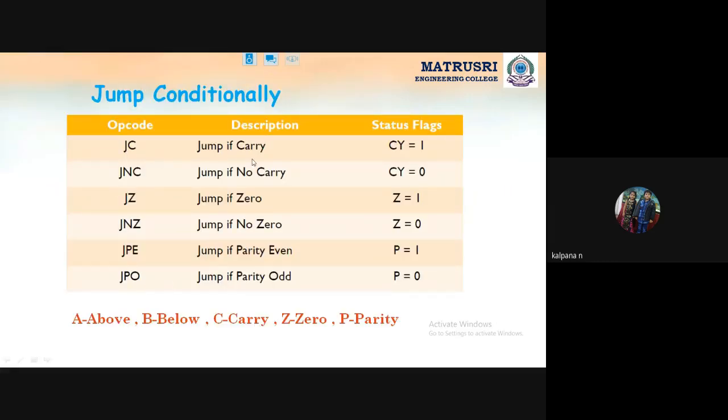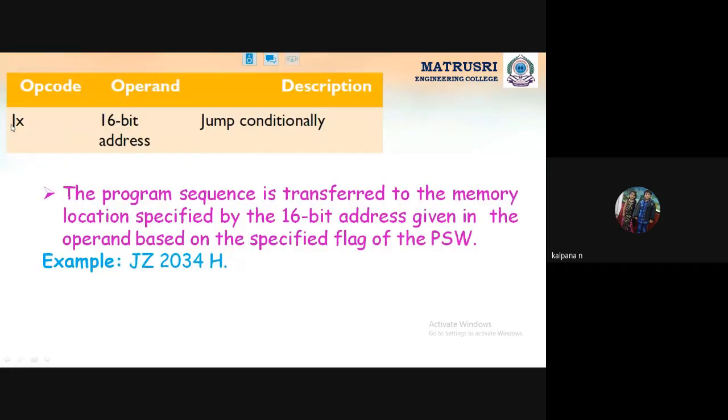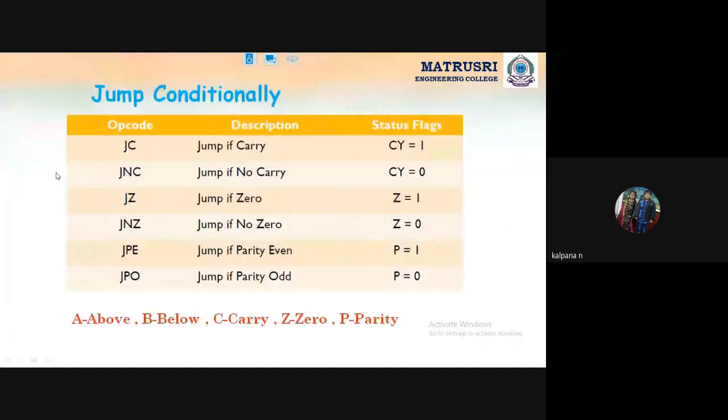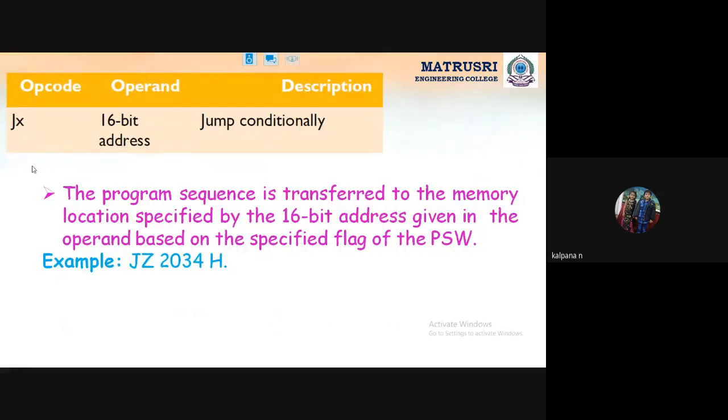JC, jump if carry, followed by an address location such as 2030. The format is this one only: JX followed by a 16-bit address. In place of X, we will write C, NC, Z, NZ, P, PE and so on. Understand? These are for the conditional jumps.